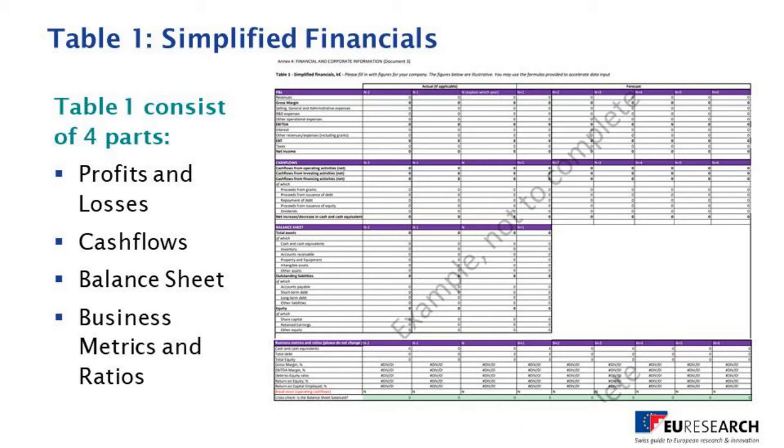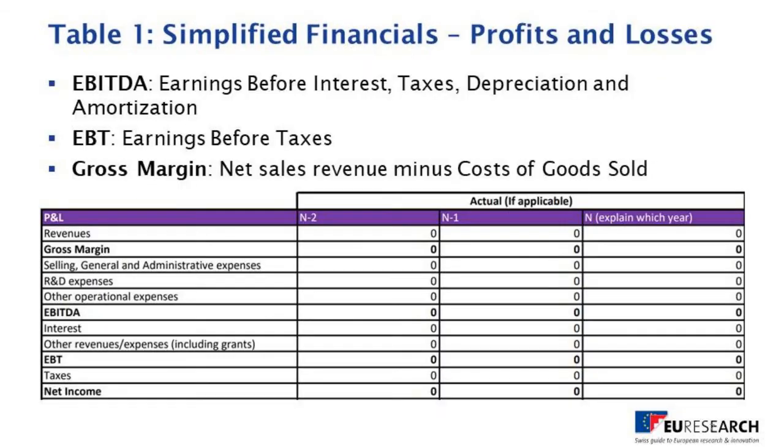The first table is called Simplified Financials. The reporting period ranges from 2 previous years to 6 years in the future. It contains profits and losses statement, cash flow statements, balance sheet, business metrics and ratios. Part 1 of Table 1 is the profits and loss statement.